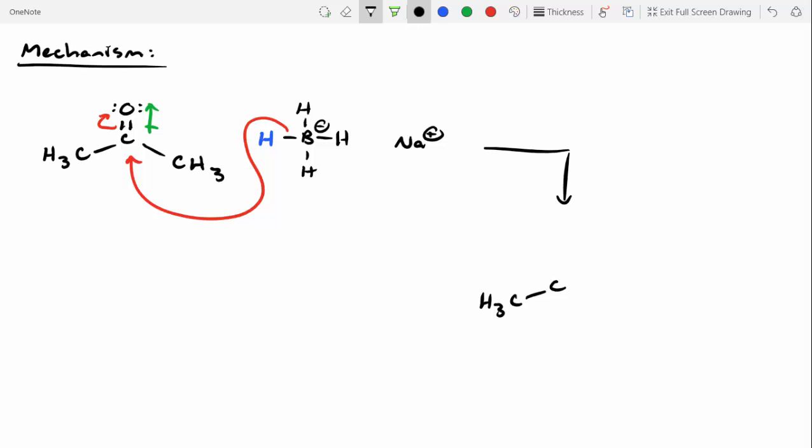So you want your arrow pointing from the hydrogen? Yeah, you want it from that sigma bond between the hydrogen and the boron. Okay, so this oxygen now has a negative charge. We've got a CH3, and then we've got a new hydride that's attached. All right, what do you think the last step is?